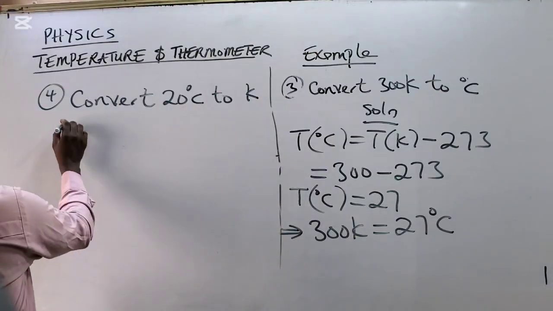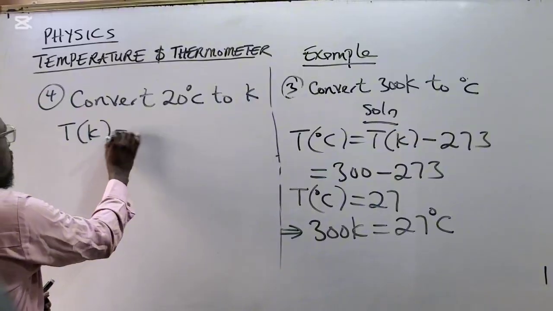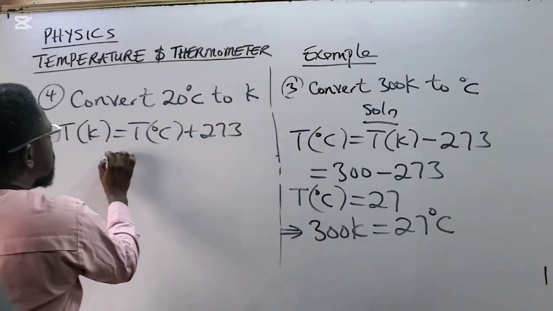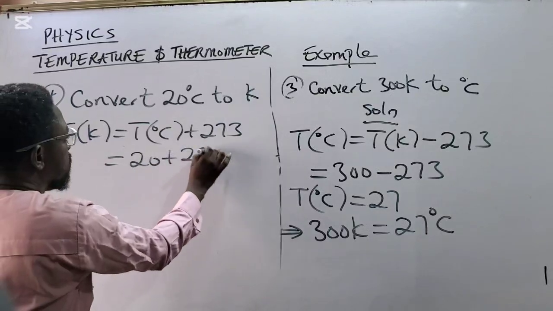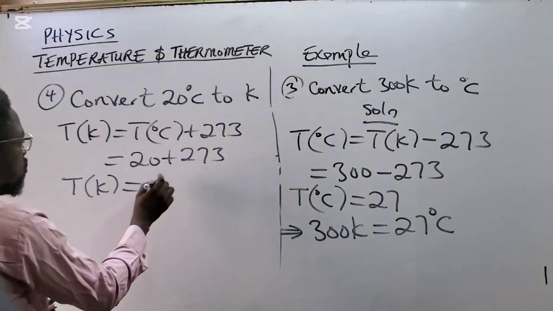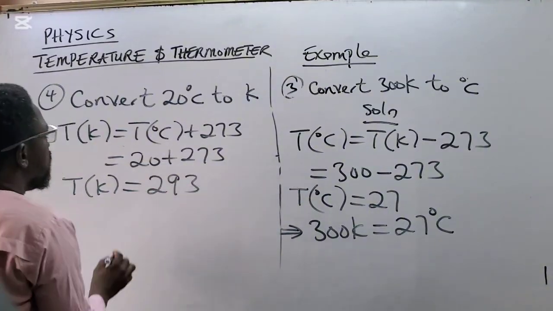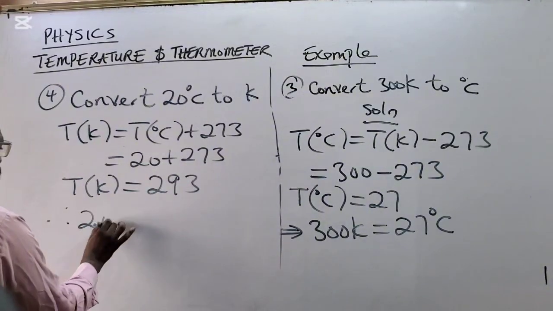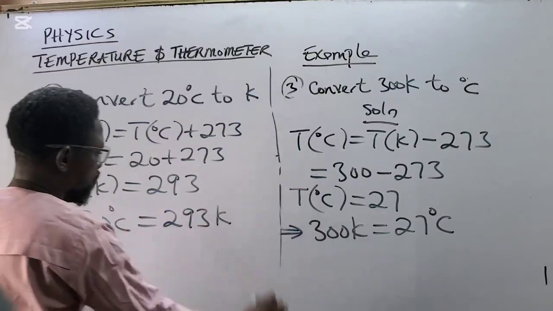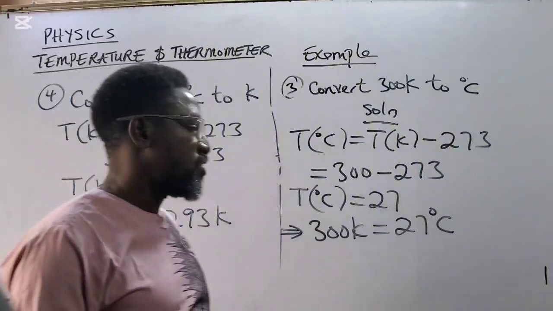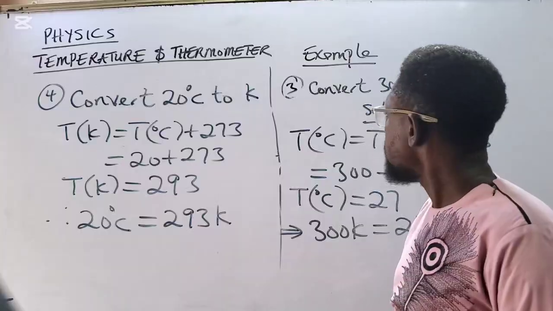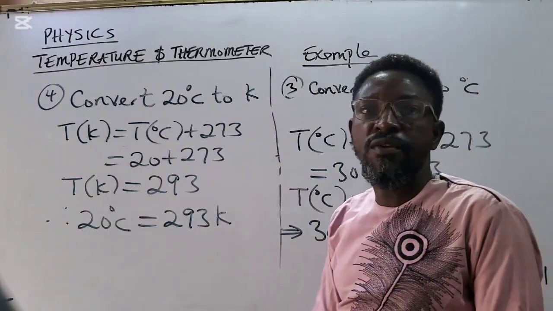All I need to do is: temperature in Kelvin is temperature in degrees C plus 273. So that means 20 plus 273. That means the temperature in Kelvin will now be 293. So therefore, 20 degrees C is equal to 293 Kelvin. So that's how you do a conversion from degrees C to Kelvin, and from Kelvin to degrees C.